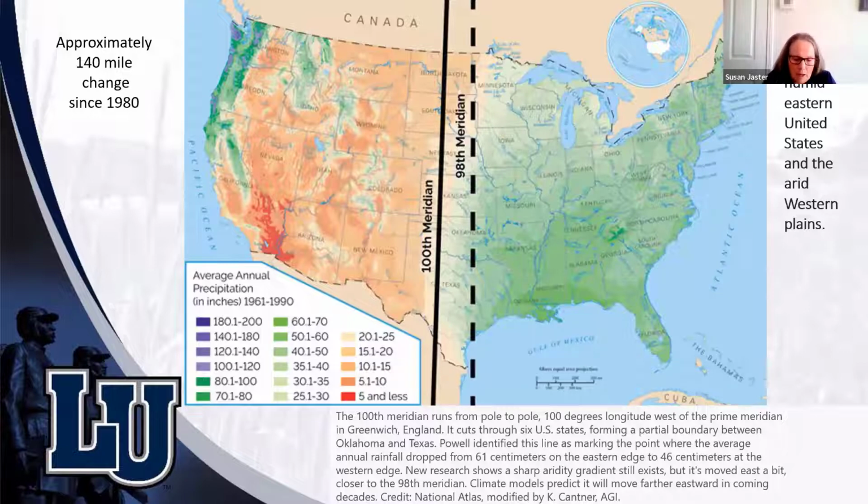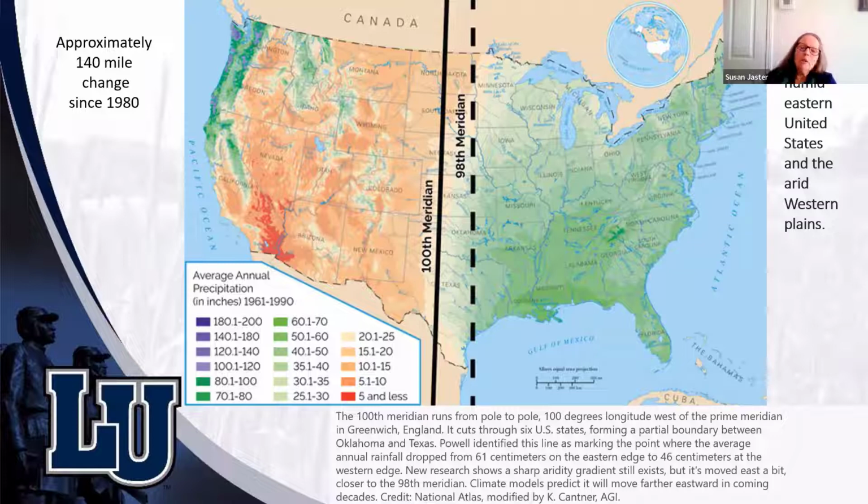Here's another reason why we need to worry about what is happening in climate change. The 100th meridian is basically the division where the humid east meets the arid west. Okay, and the 100th meridian has been pretty much the standard place that we've always thought of where the east and west meets.